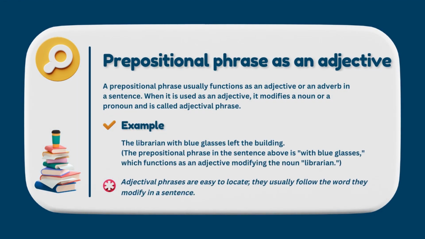Prepositional phrase as an adjective. A prepositional phrase usually functions as an adjective or an adverb in a sentence. When it is used as an adjective, it modifies a noun or a pronoun and is called an adjectival phrase. For example, the librarian with blue glasses left the building. The prepositional phrase in the sentence above is with blue glasses, which functions as an adjective modifying the noun librarian. Remember, adjectival phrases are easy to locate. They usually follow the word they modify in a sentence.